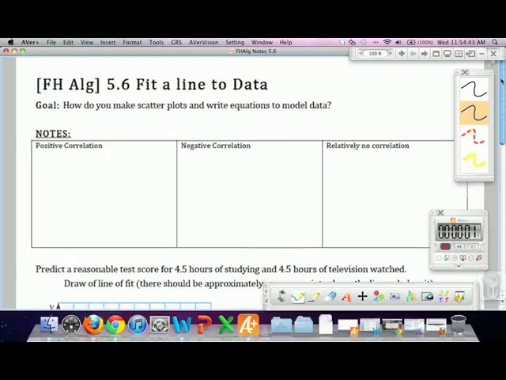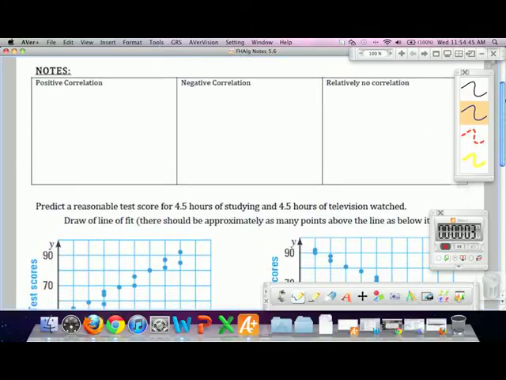We're going to look at this vocab word called correlation, and what it means to be positively correlated, negatively correlated, or just none whatsoever. Data that is positive correlation is data where the data is trending up.